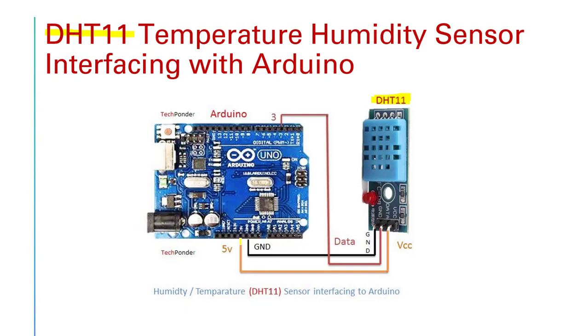Here I have connected plus 5 volt to the VCC of this module. There is a data pin, which is the digital data output. I have connected it to pin number 3, and the ground pin is connected to ground. So the connection diagram is this: one data pin, then VCC and ground. Here the Arduino Uno and DHT11 have been interfaced.